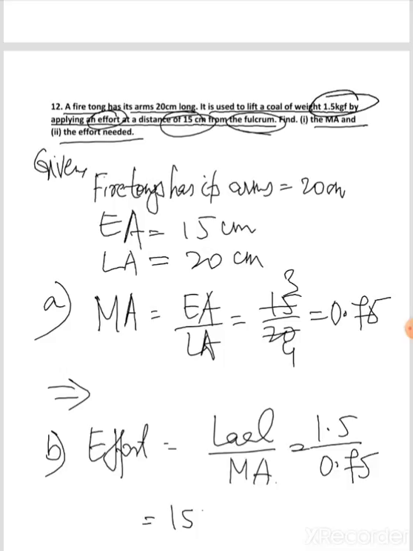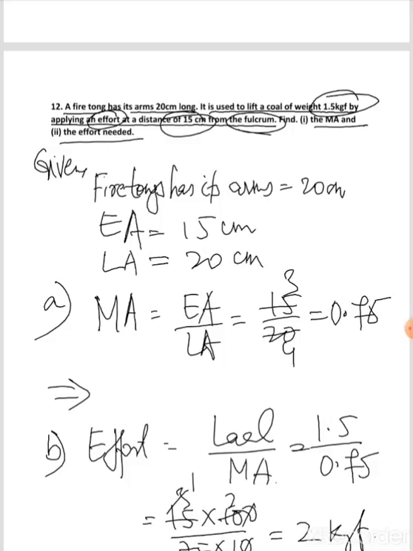15 into 100 divided by 75 into 10 when I remove the decimal. So this and this get cancelled. So 5 3s are 15, 5 1s are 5, 5 4s are 20, 5 1s are 5, 5 3s are 15, and 5 2s are 10. So I get 2 kgf. So the effort required here is 2 kgf. Okay, and write the statement at the end.